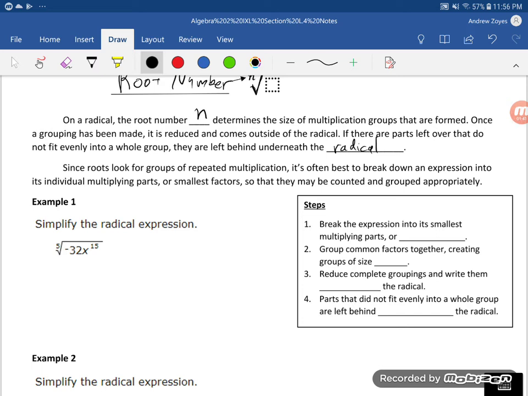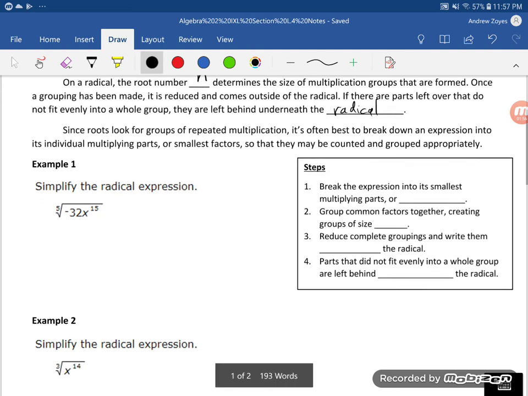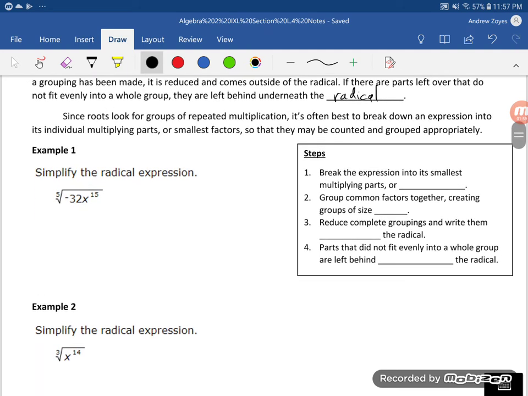Since roots look for groups of repeated multiplication, it's often best to break down an expression into its individual multiplying parts, or smallest factors, so that they may be counted and grouped appropriately. Okay, so let's go ahead and look at the steps for this. Try and fill out the blanks before I do. Just challenge yourself on it. Break the expression into its smallest multiplying parts, or, right, what are smallest multiplying parts? Those are factors.